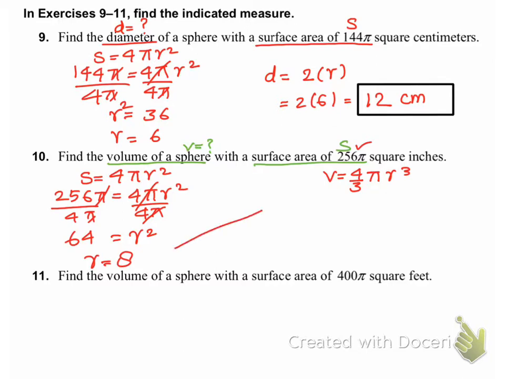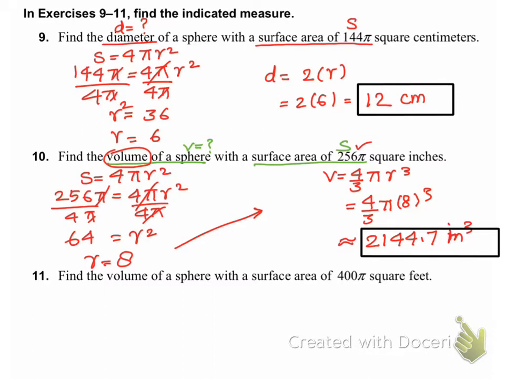Now I can use that r in that formula. 4 over 3 pi 8 cubed. When you plug it in, your answer is roughly going to be equal to 2144.7 inches. And now what are we finding? We are finding volume, so the unit is going to be inches cubed. All right, that's our final answer.